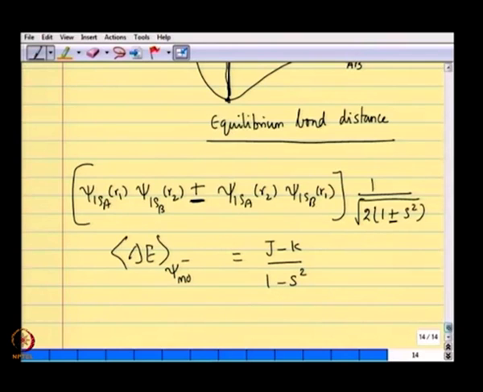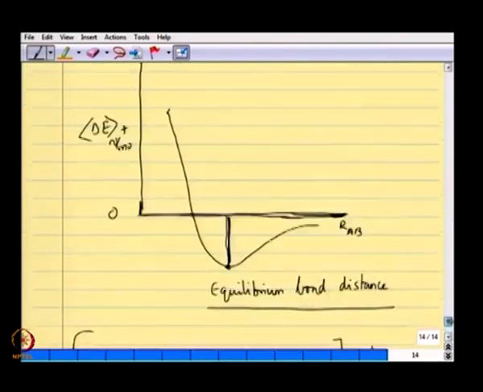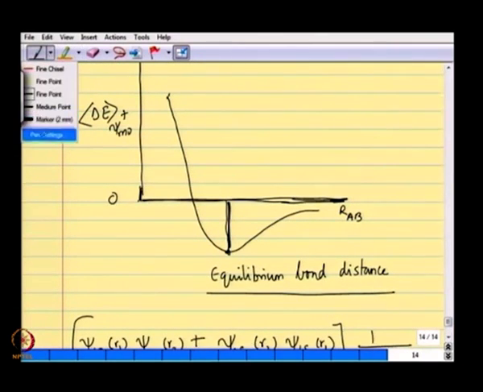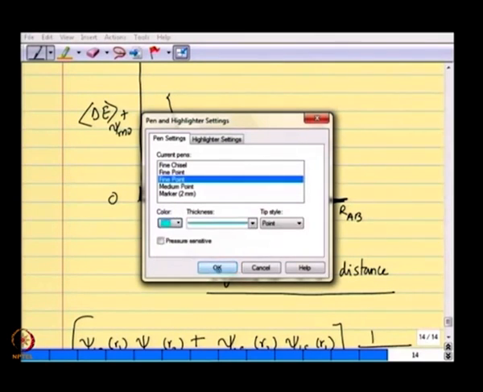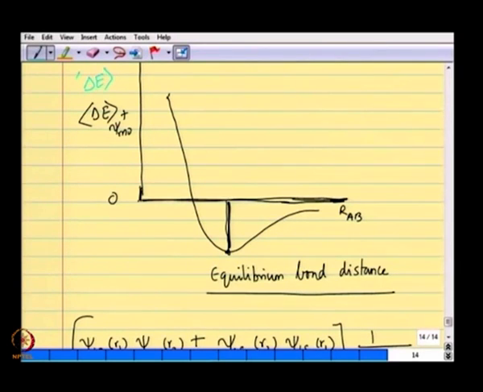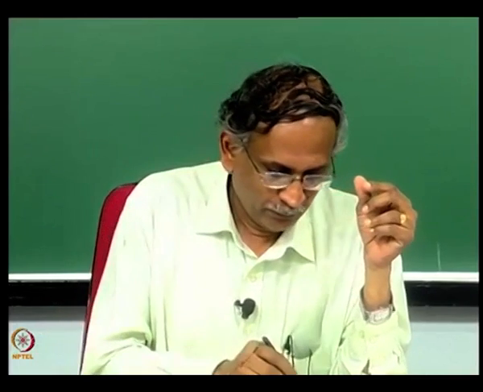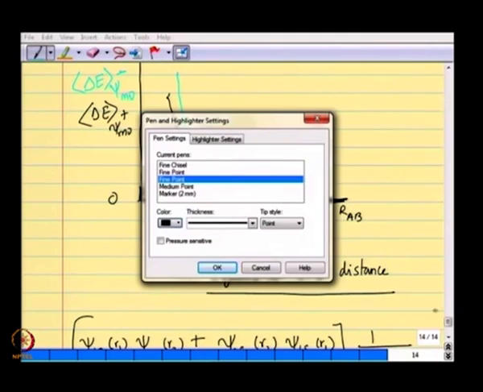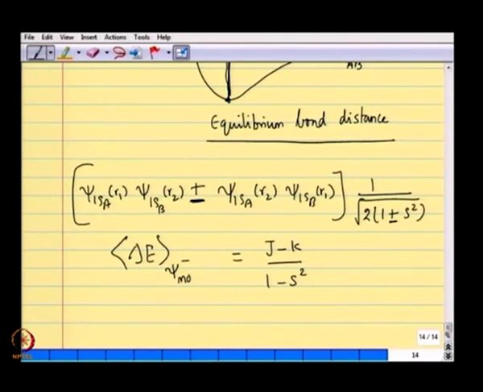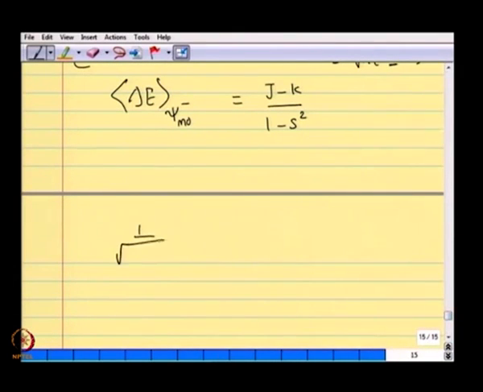So, if we plot this value delta E minus, that is for the psi MO minus, in the same graph, let us use a different color. Okay. So, if I plot delta E minus for psi MO minus, then the graph shows no minimum, which means that when the energy is calculated for the antisymmetric combination, please note that this is an antisymmetric combination with the minus sign, if you write this, 1 by square root of 2(1 minus S squared) times [psi 1s A(r1) psi 1s B(r2) minus psi 1s A(r2) psi 1s B(r1)].